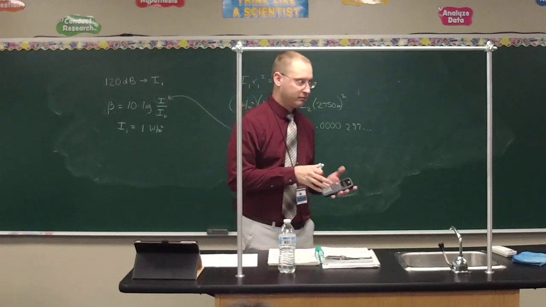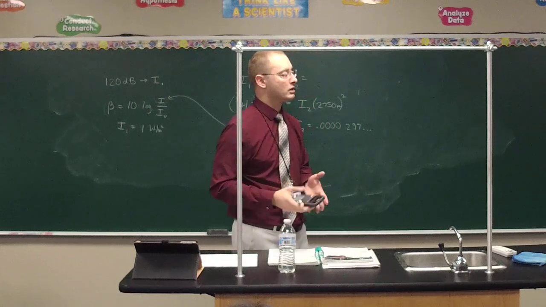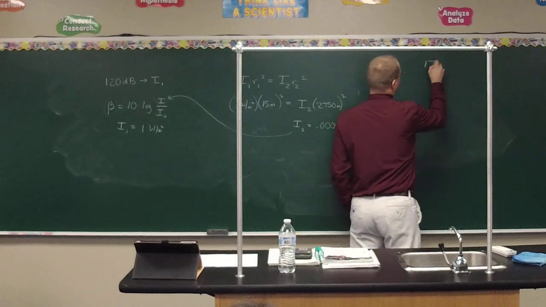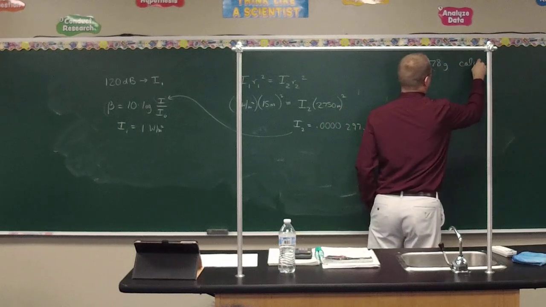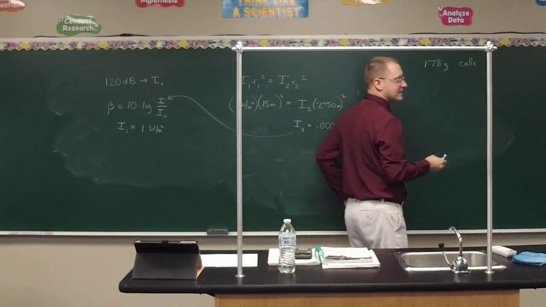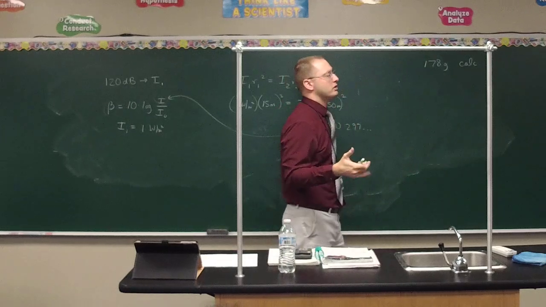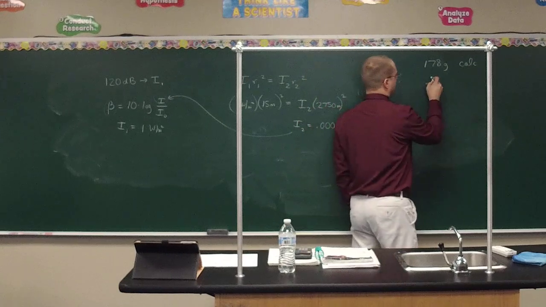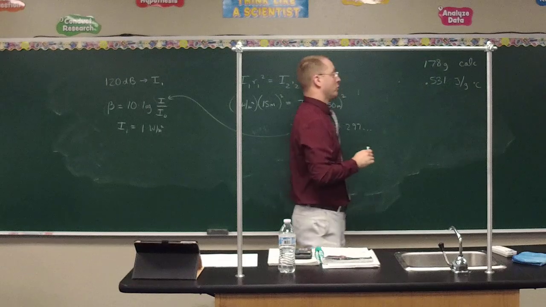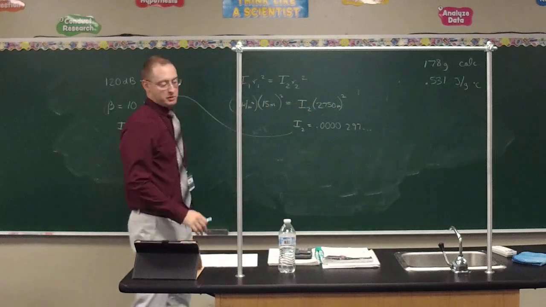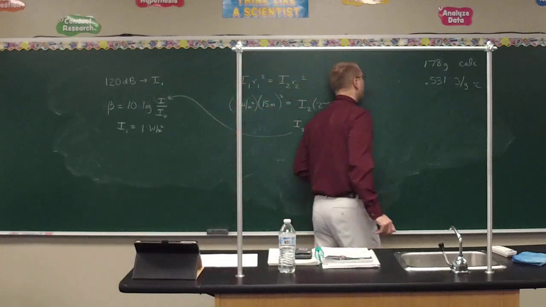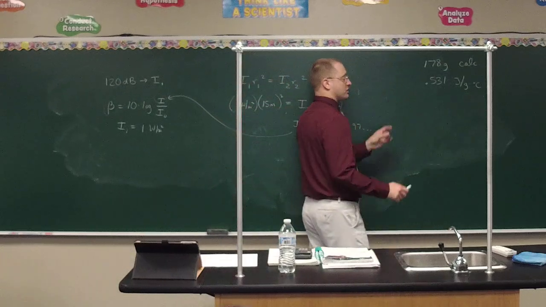Let's say we have a 178 gram calculator. Let's suppose its specific heat is 0.531 joules per gram times degrees Celsius. I have no clue what the number really is. The calculator is primarily made of plastic, whatever plastic's specific heat is. I can Google it, but I don't want to spend the time. So we'll just make up that number and say it's right.